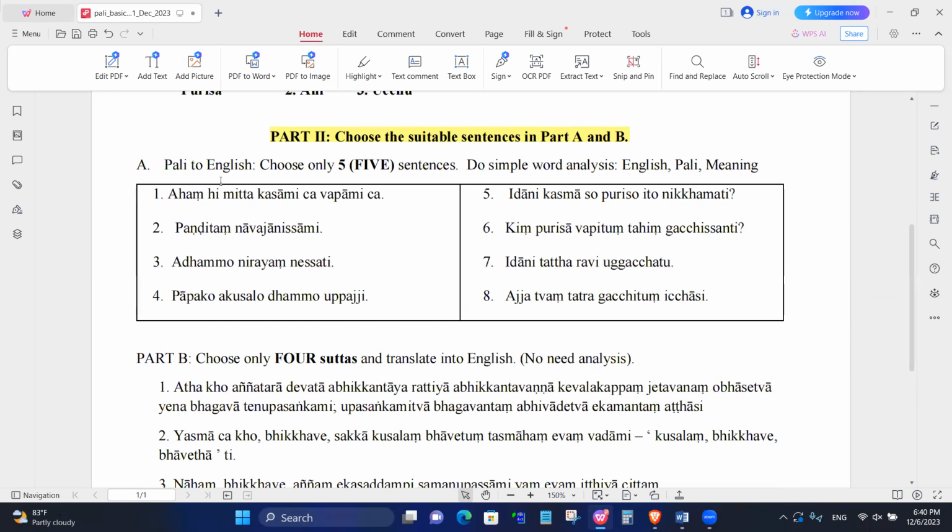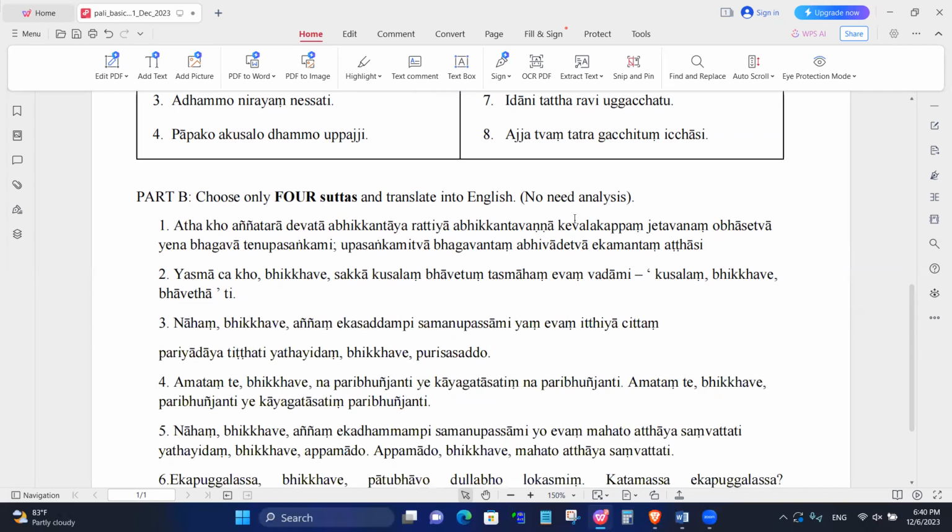And then part B is to test your understanding. Are you able to do the analysis of the sentence from Pali to English? For the basic class, I don't do English to Pali because it's too difficult for you all, because some of you might be learning Pali for the first time. So I only do Pali to English, and all these questions come from the Pali Made Easy homework.